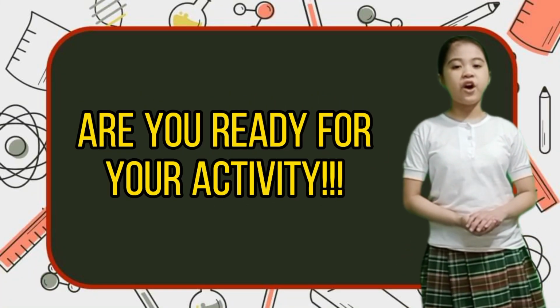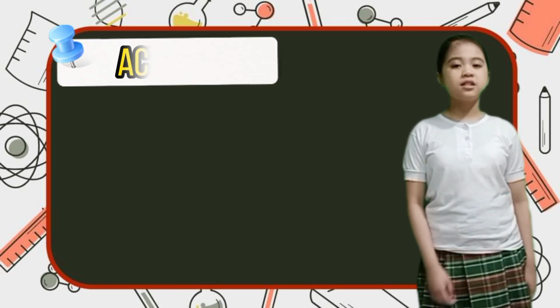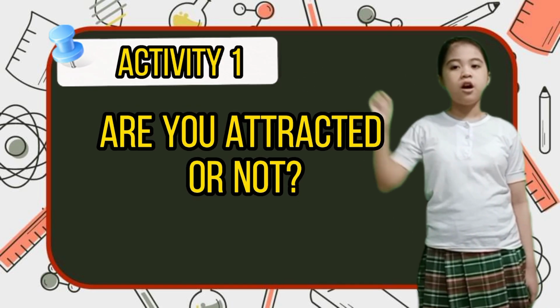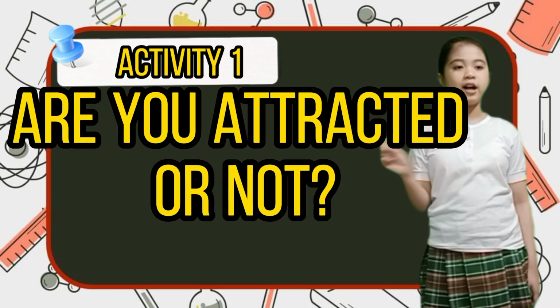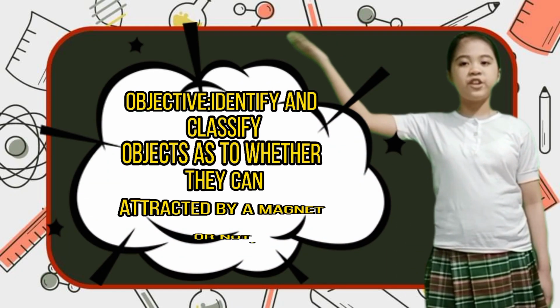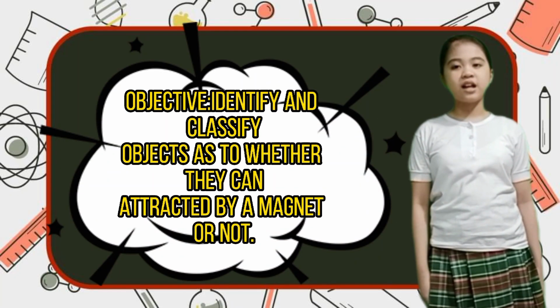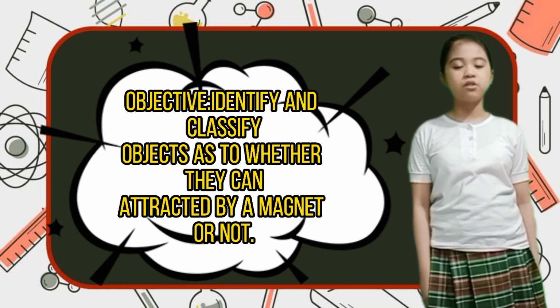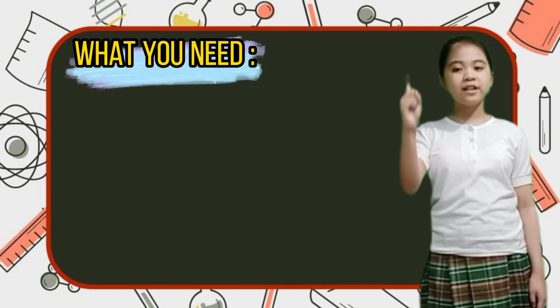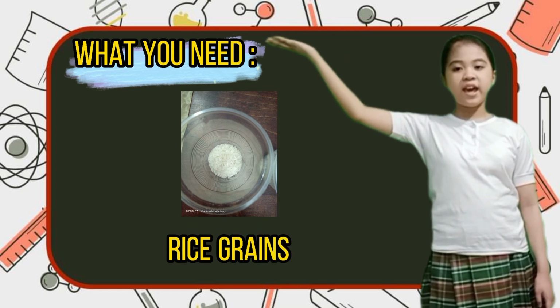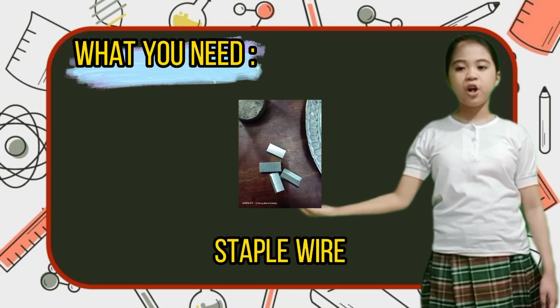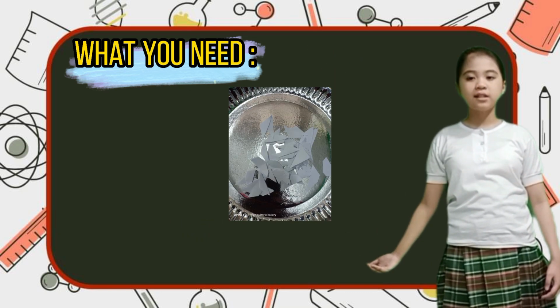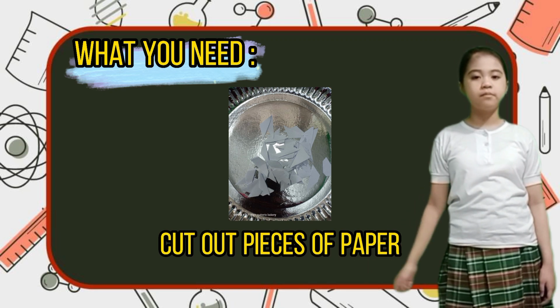Are you ready for your activity? Let's do Activity 1. Are you attracted or not? Objective: Identify and classify objects as to whether they can be attracted by a magnet or not. What you need: rice grains, sand, staple wire, coin, and cut out pieces of paper.